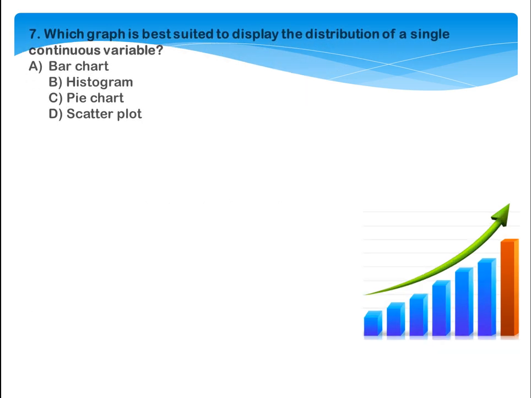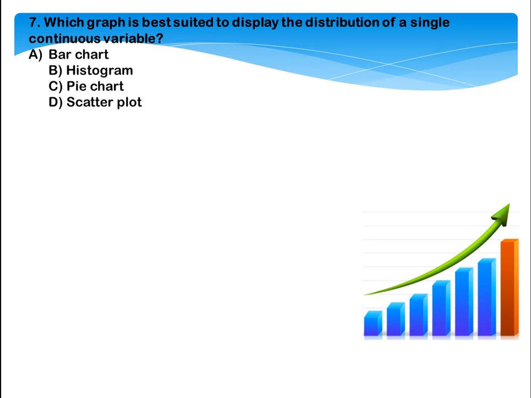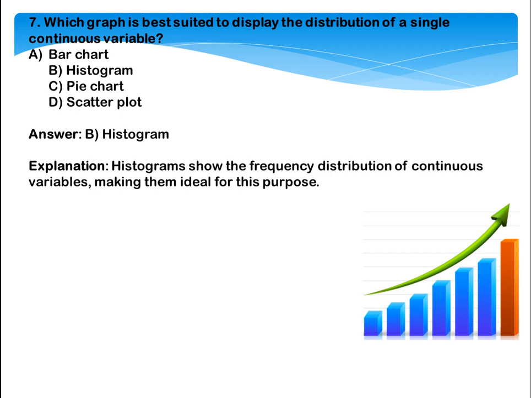7. Which graph is best suited to display the distribution of a single continuous variable? A. Bar chart. B. Histogram. C. Pie chart. D. Scatter plot. Answer B. Histogram. Explanation. Histograms show the frequency distribution of continuous variables, making them ideal for this purpose.